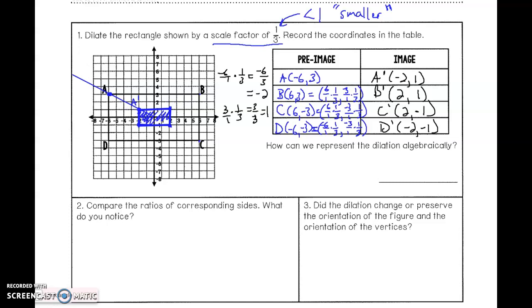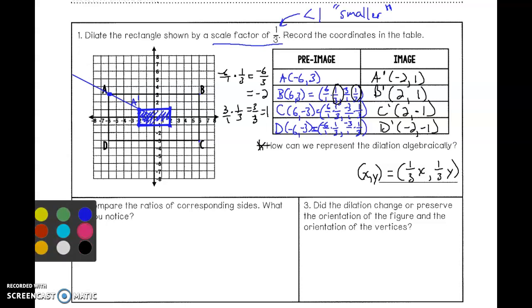How can we represent the dilation algebraically? Well, make sure we pay attention to this one right here, right? What did we do? We multiplied both the x and y by a third. So our coordinate notation would say we're going to go 1/3 times whatever our x is and 1/3 times whatever our y is. That's it. Don't overthink it, because that's what we did.